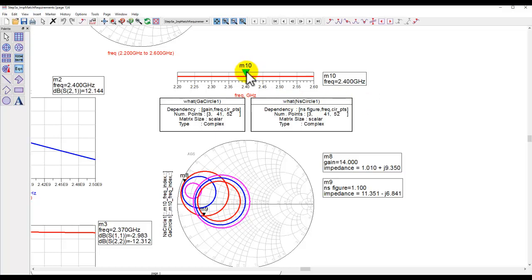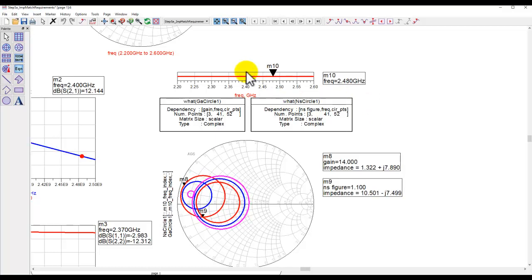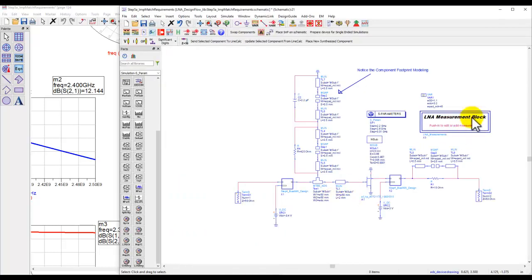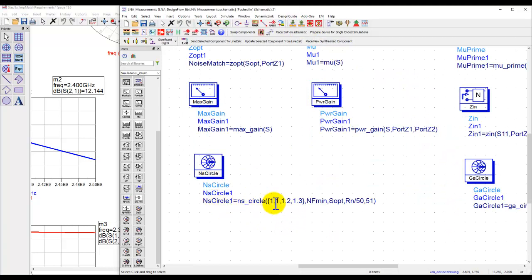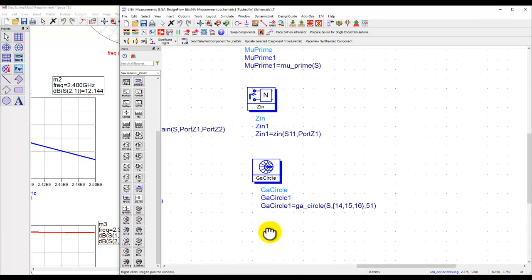Now, when I change this marker, you can notice how the gain and the noise circle change because it is showing you the response of your circuit depending on the frequency which you are plotting. So at 2.4 gigahertz, I can notice 3 noise figure circles and 3 gain circles. But what are they representing? If I go back into my measurement block and look at the definition, in noise circle I'm plotting 1.1 dB, 1.2 and 1.3 dB, 3 noise circles here. And for the gain circle, I'm plotting 14 dB, 15 dB and 16 dB gain circles.